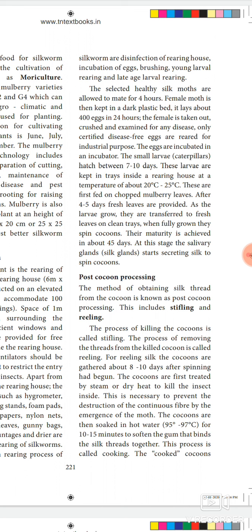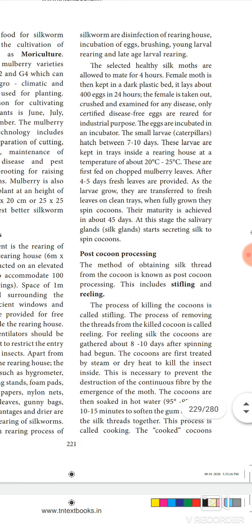After 4 to 5 days, fresh leaves are provided. The new leaves are provided to that larva. Then as the larvae grow, they are transferred to the fresh leaves on clean trays. After 4 to 5 days fresh leaves are given. After the larva grows, it will be transferred to fresh leaves on a clean tray, and then passed to the next tray.